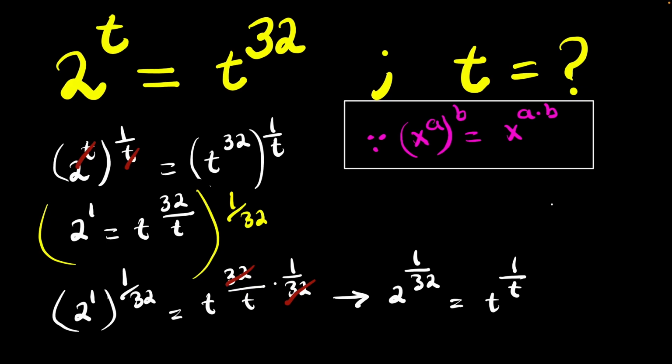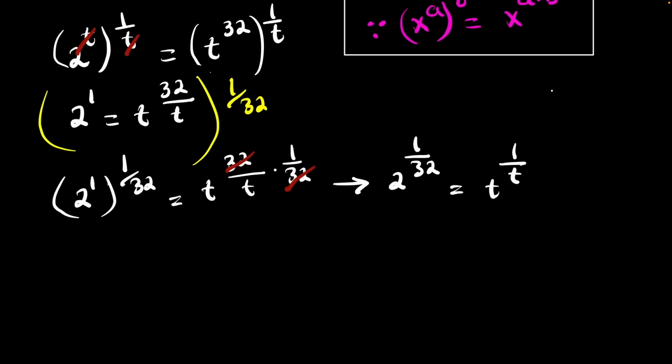Maybe you notice something here, guys, that on the right side we have t to the 1 over t, but on the left side, we have 2 to the 1 over 32. Here, the t and t are equal, but we have to equalize these two as well in order to find the value of t. So how can we equalize these two to find the value of t? Let's go and do it.